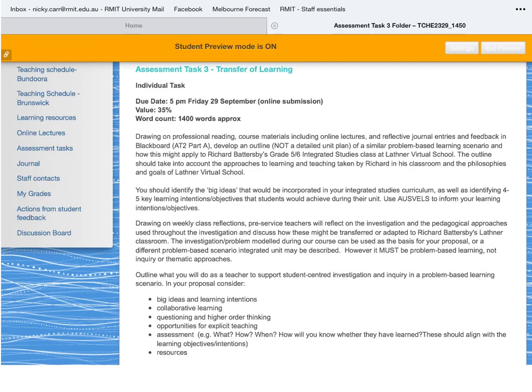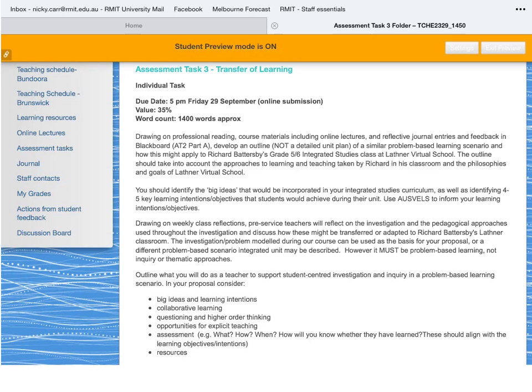This podcast has been developed to help you understand the expectations around Assessment Task 3. We call this assessment task the transfer of learning. It's where we want you to now take off your student hat and put on your teacher hat. Based on the experiences that you have had in this investigation, we want you to transfer the learning about the pedagogy of problem-based learning and apply that to a classroom situation.